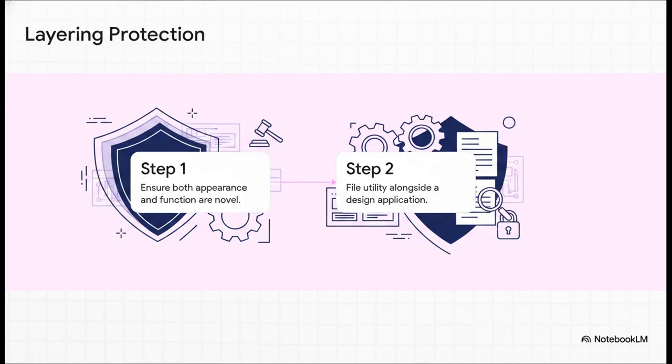For step 1, you have to ensure both the appearance and the function are independently novel. If they are, step 2 is filing a non-provisional utility application right alongside a design application. What we will not do is advise filing a design patent on a purely functional item simply because it's cheaper. Doing that provides easily circumventable protection when what you actually needed was broader utility protection.